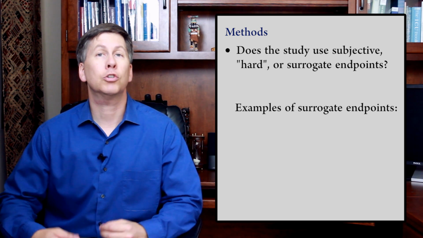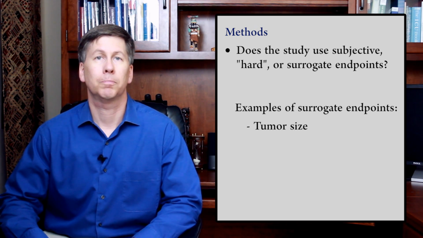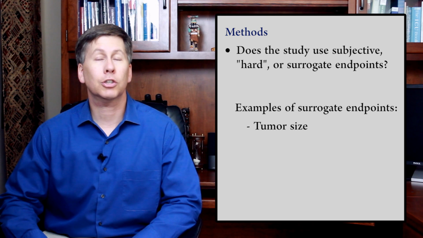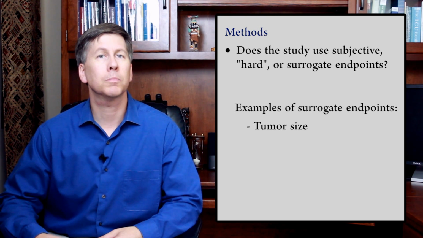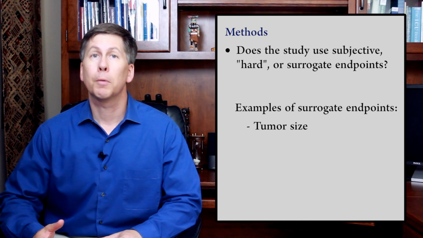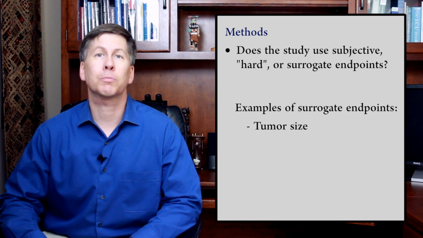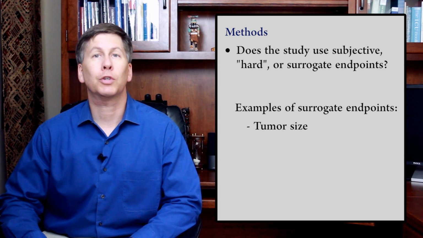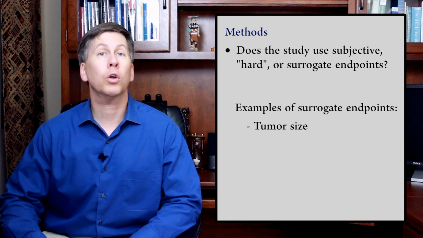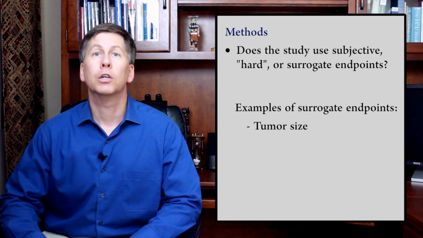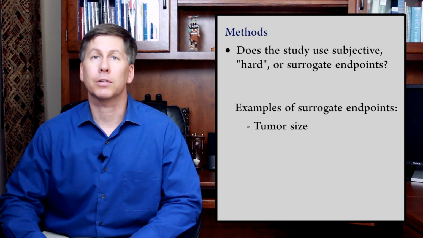An example is tumor size in cancer patients. Does a patient with lung cancer feel physically different if their tumor shrinks from 4 centimeters to 3 centimeters? Probably not, but they care about it because they believe that the smaller the tumor is, the better their treatment is working, which translates to a higher chance of cure or longer life expectancy. Tumor size is a surrogate endpoint.